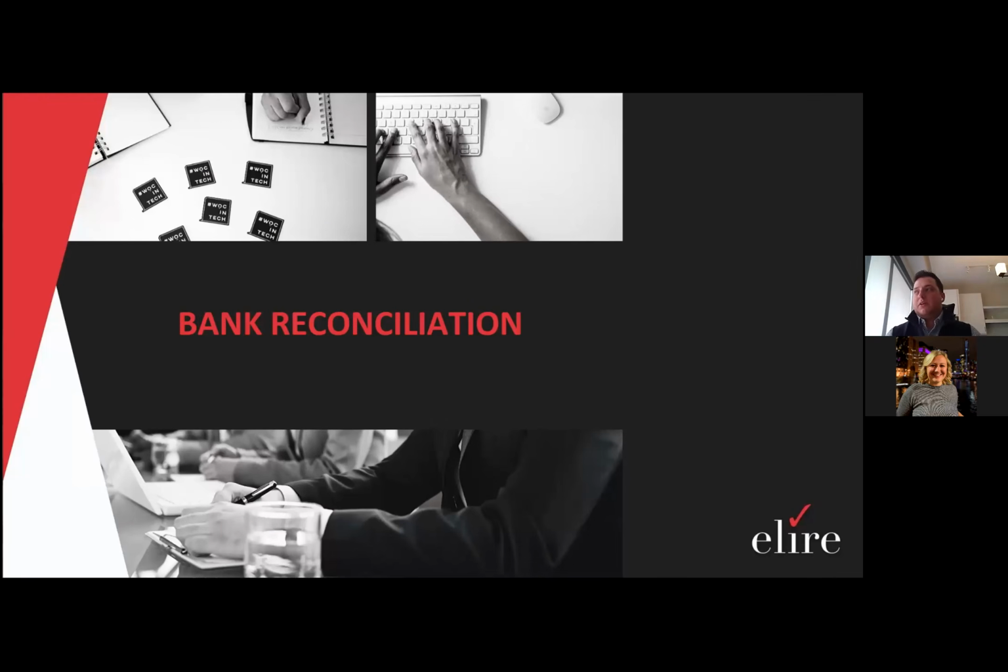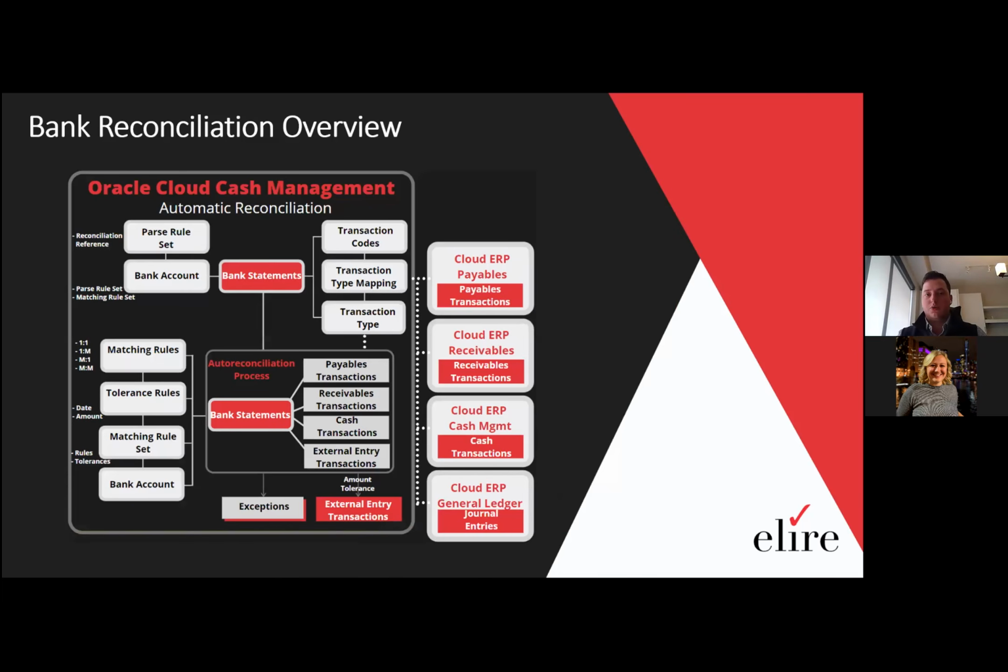As we start to think about the bank reconciliation process, within Oracle Cloud it is quite robust. There are a number of different items that go into it. Here we can see an overall overview of that reconciliation process. So we know everything starts with our bank statement. What happens to that bank statement as it starts to come through the automatic reconciliation process is that we have parse rules that could be applied to it.